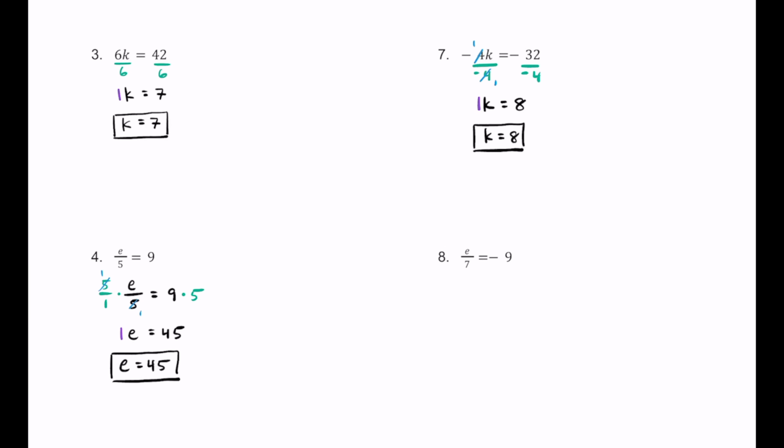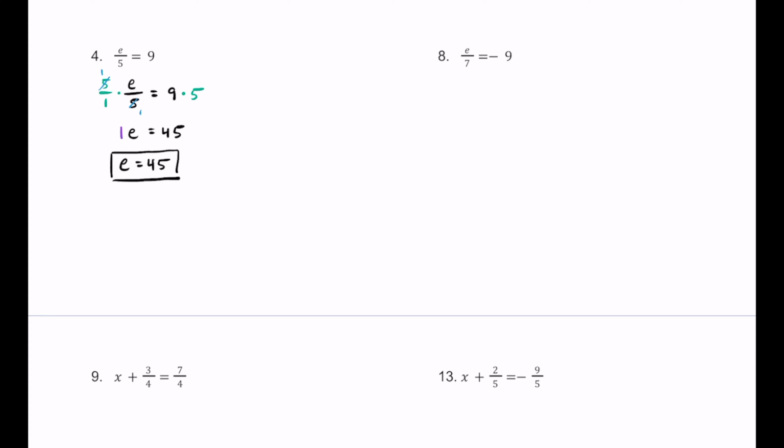Alrighty. Moving on to number 8. I'm going to go ahead and rewrite this one just to get a little bit more space. We have e divided by 7 is equal to negative 9. And so the property of equality we're going to use is the multiplication property of equality, and multiply both sides by 7. On the left side, these 7s are going to cross cancel out to make 1s. If we do that, we're going to get 1e or 1 times e. And on the right side, negative 9 times 7 is negative 63. And then finally, using the identity property of multiplication, dropping that 1, we can say that e is equal to negative 63.